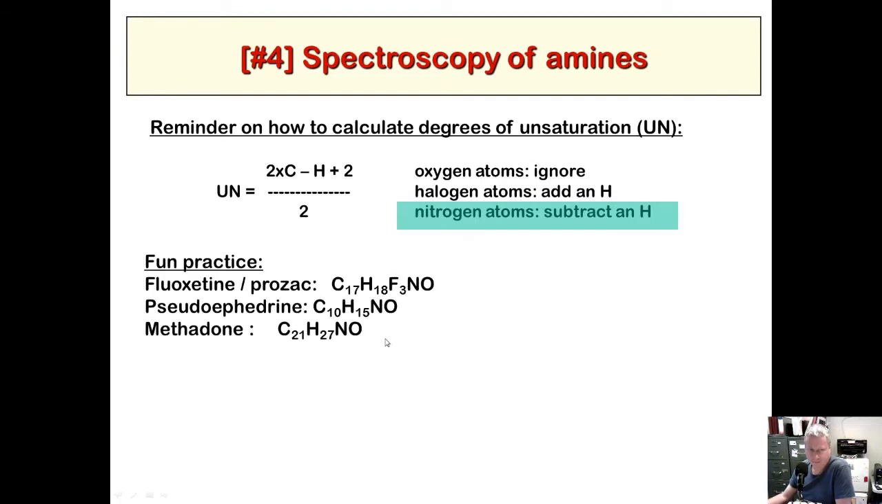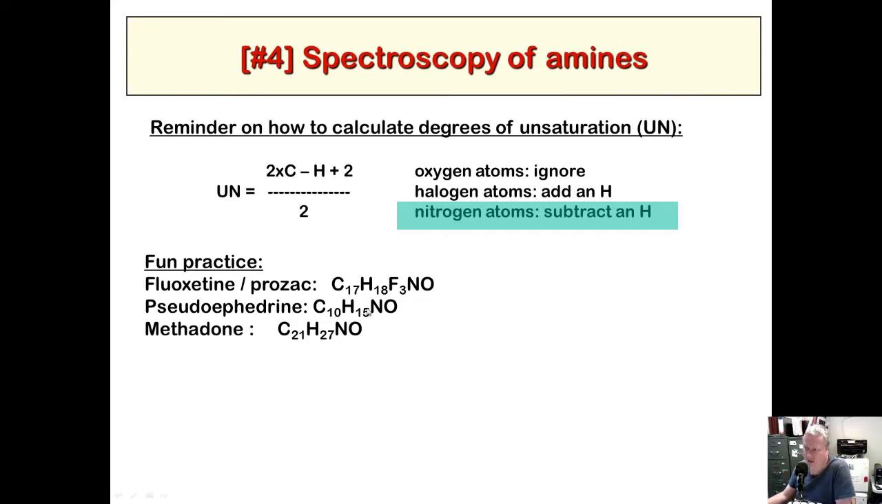Here's some fun practice for you. You can remember, what does UN indicate? Rings and double bonds, right? So benzene is 4 because there's 1 ring and 3 double bonds. Here's some molecules: fluoxetine, which is Prozac, pseudoephedrine, and methadone. Actually, it's a mild opioid agonist, and it's used in heroin withdrawal therapy. So there's an interesting story of methadone, but it's actually used to treat opioid addiction.